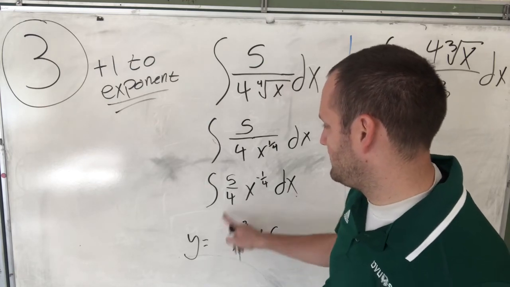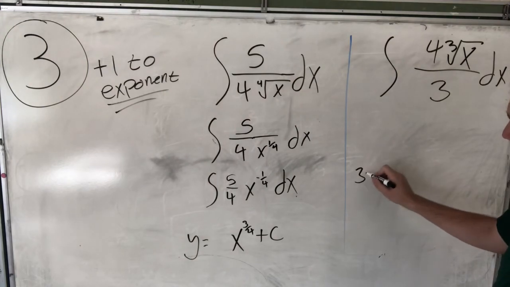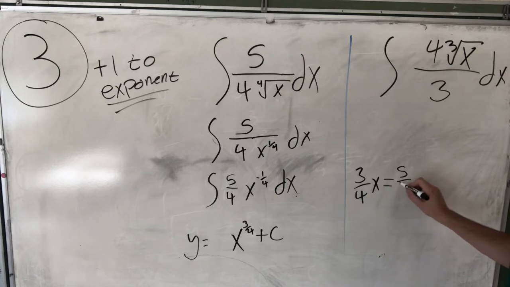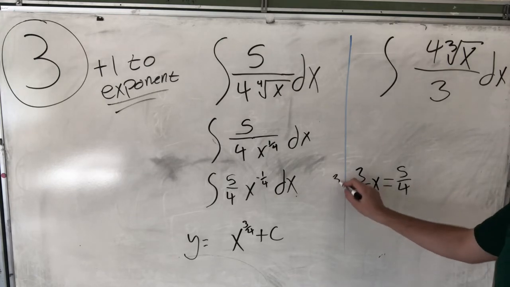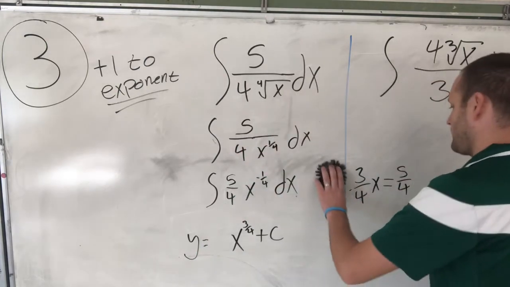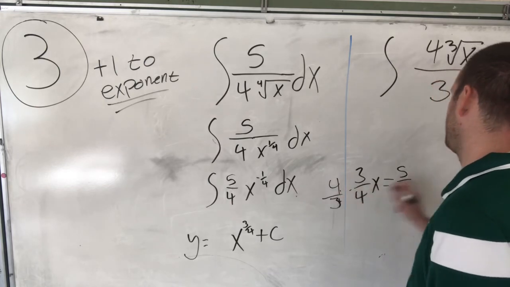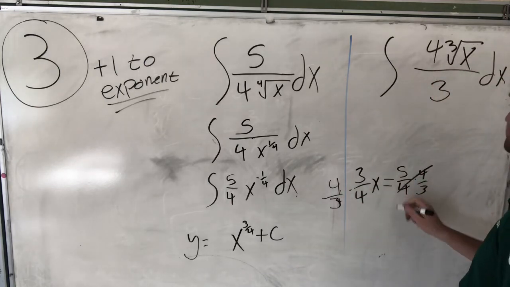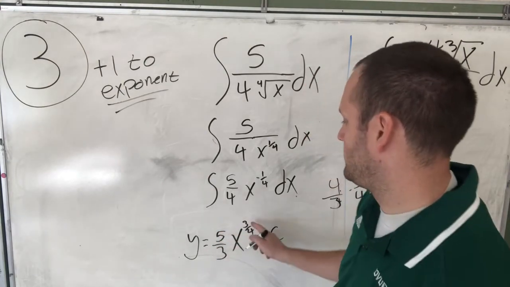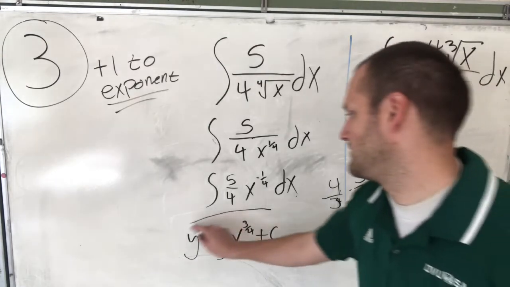3/4 times what is 5/4? Now let's look at this. 3/4 x equals 5 over 4. Multiply both sides by 4/3. Times 4 over 3. 4's cancel out. It gives you 5/3. 5/3, when you multiply it down, gives you 5/4. Perfect. That is your answer.